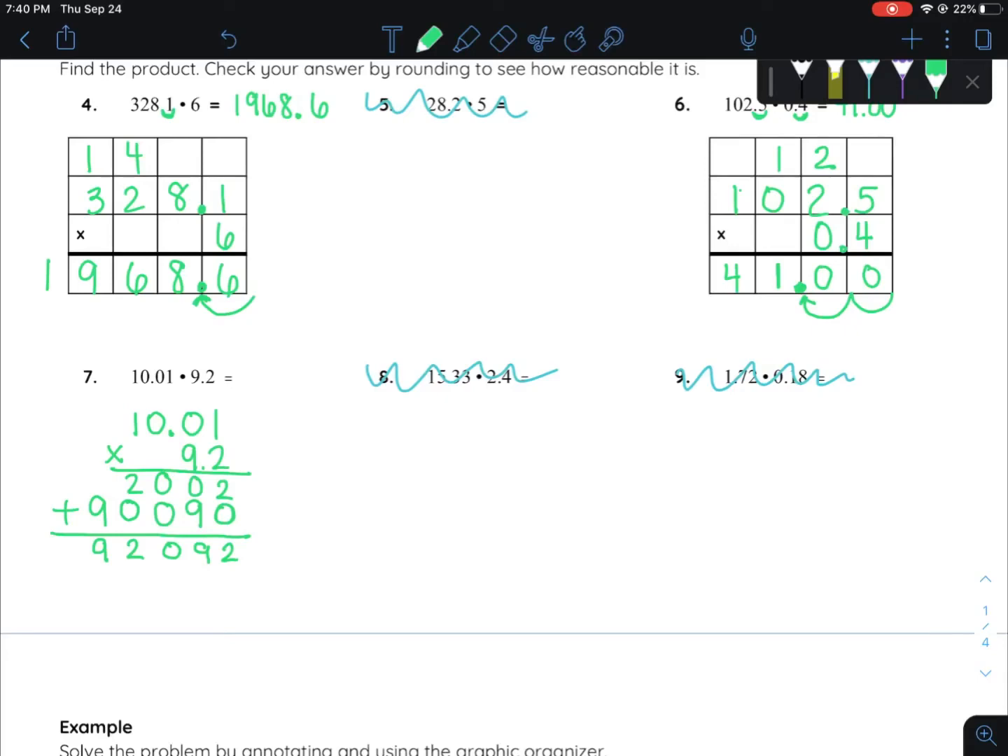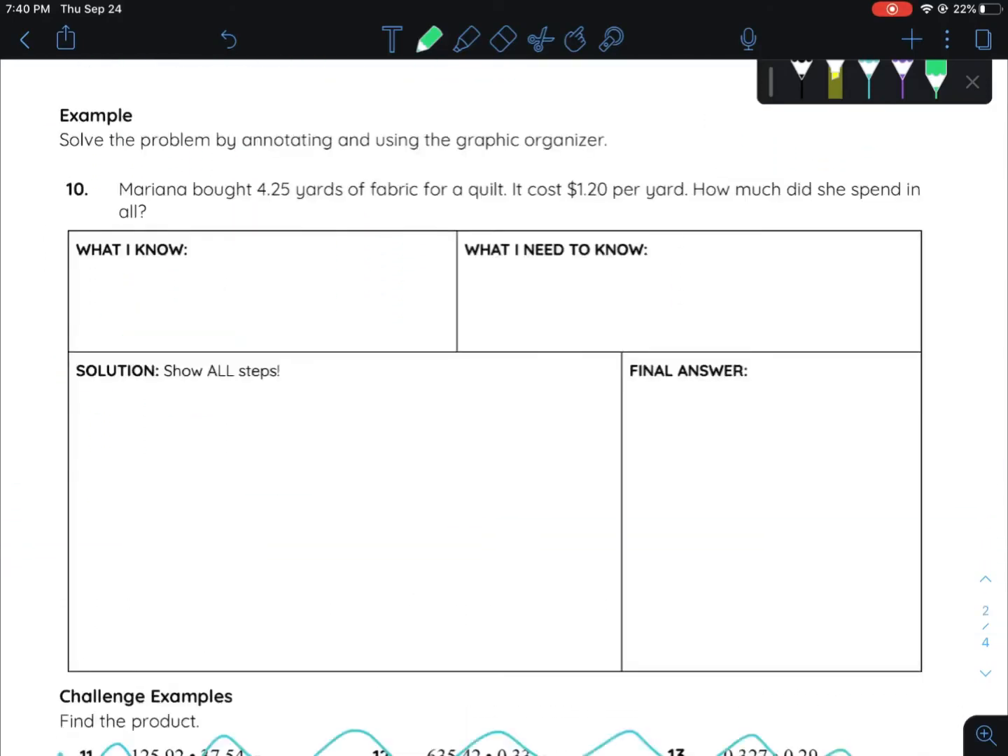Check in your factors, your numbers being multiplied. There's 1, 2, and then 1 digit here behind the decimal. So a total of 3 digits behind the decimal. So I'm going to go 1, 2, 3. So our answer is 92.092. Last up is our example of a word problem.